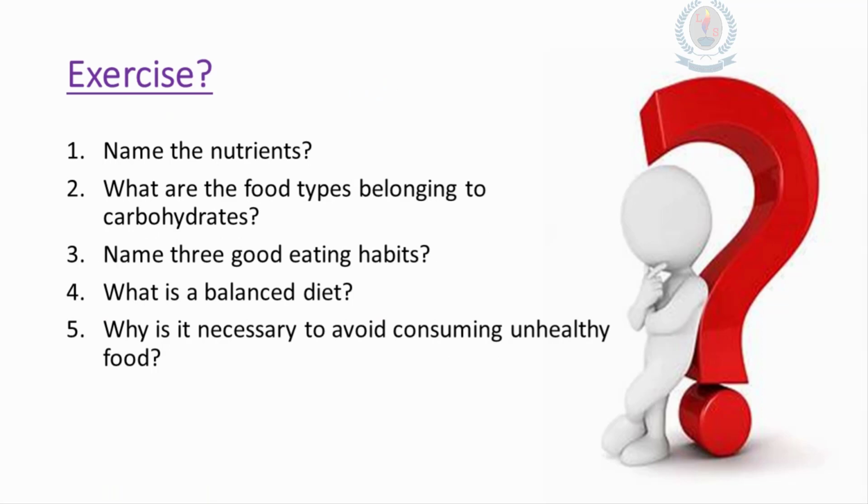Right, the last slide is all about some questions. More questions are available on page numbers 37 and 38. Apart from that, the first one is name the nutrients. Second one is what are the food types belonging to carbohydrates. Third one, name 3 good eating habits. Fourth one is what is a balanced diet. Next one is why is it necessary to avoid consuming unhealthy food.